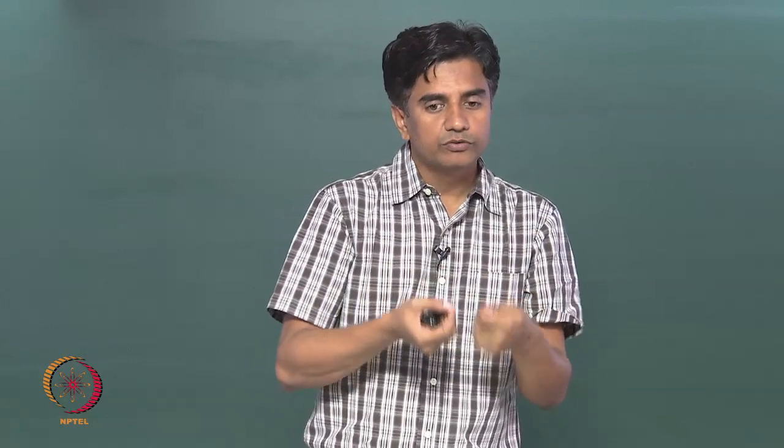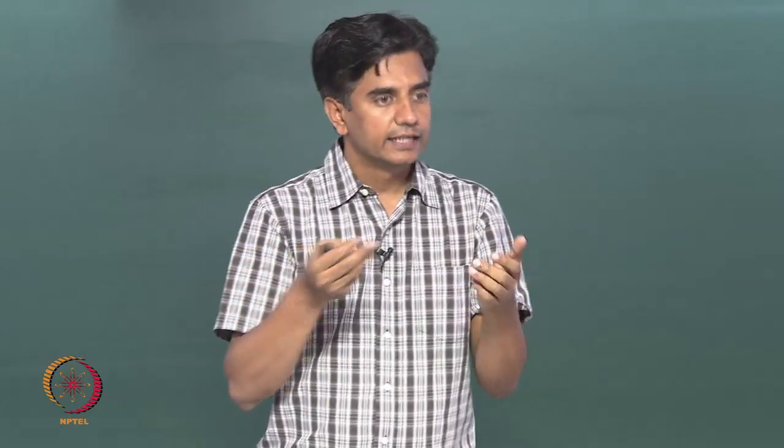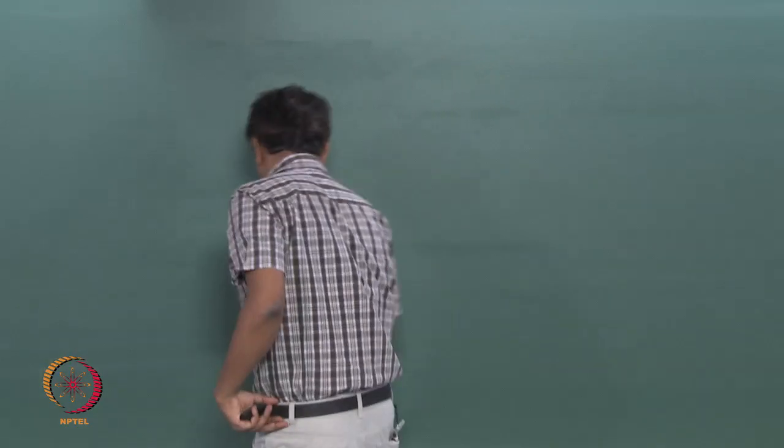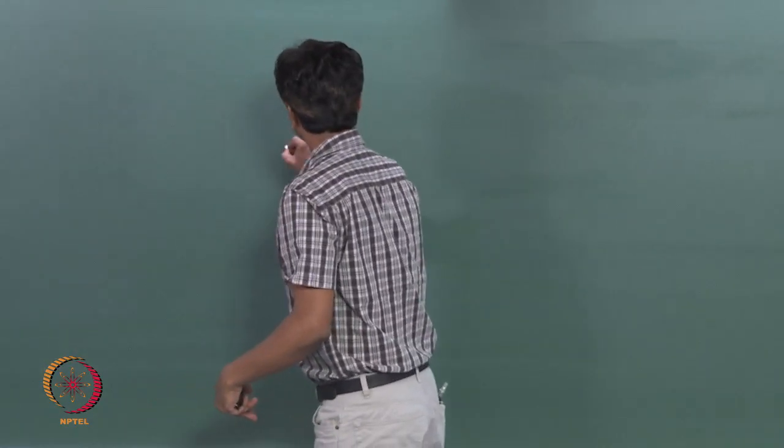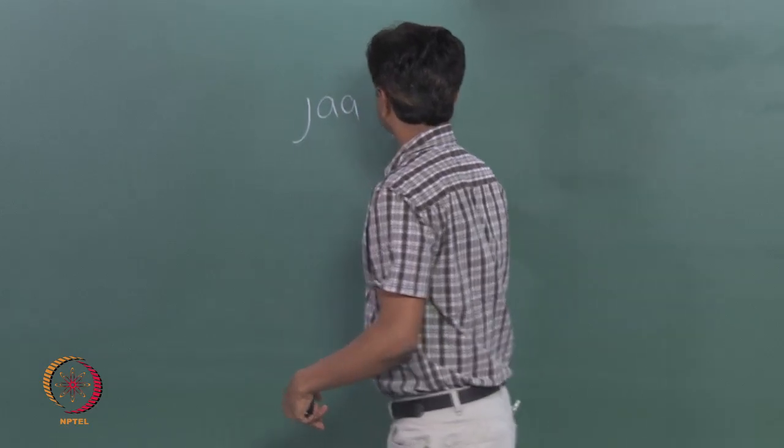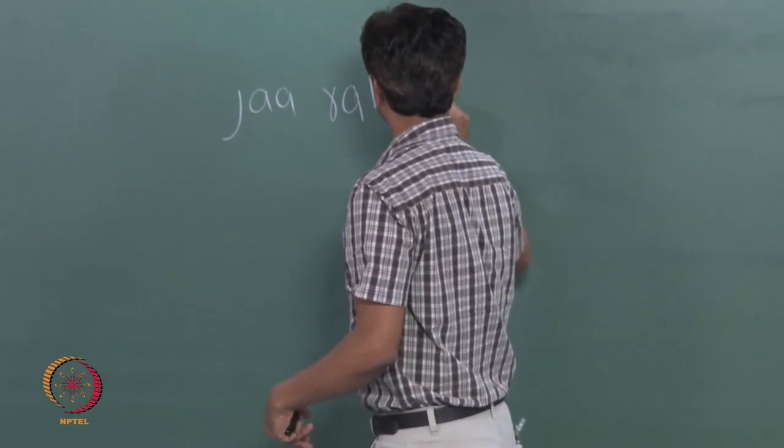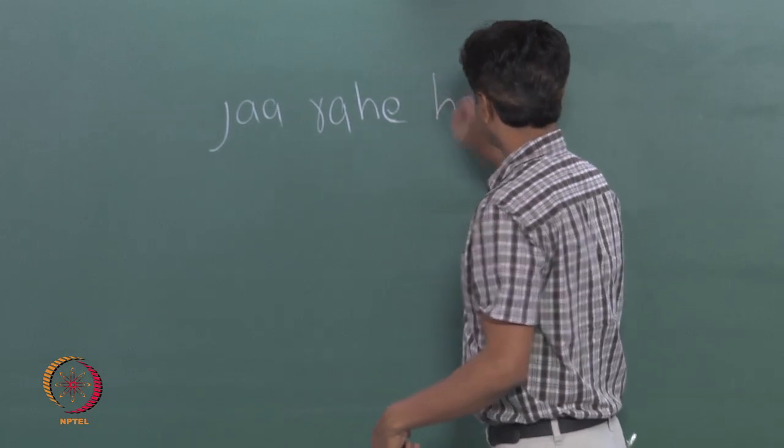What it is dependent on is rich morphology. That is rich projections, rich agreement features. Now, what I mean by rich features is when you say tum kahan ja rahe ho, right? Look at the last verb part. Just the verb part. Okay.